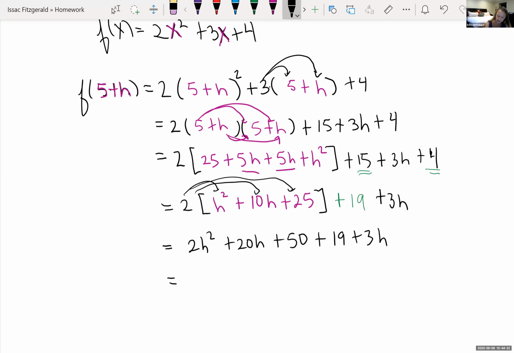So combining like terms, there's no other h squared terms, so we have a 2h squared. We have a 20h plus a 3h is a 23h, so plus 23h. And then we have a 50 plus 19, which is plus a 69. So this is what f of 5 plus h is.